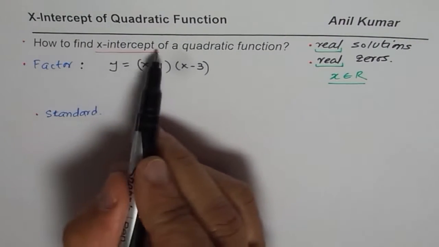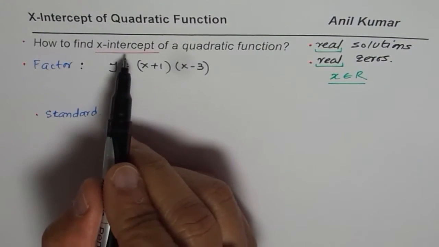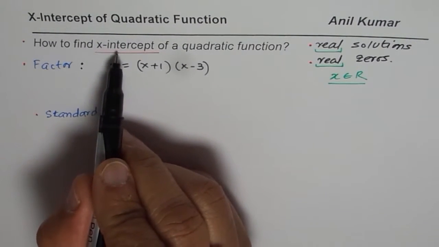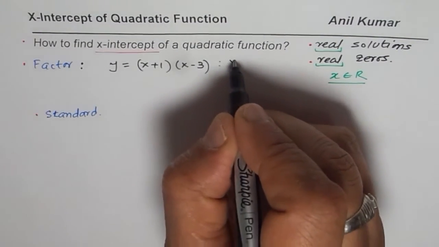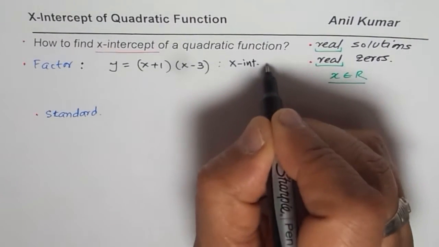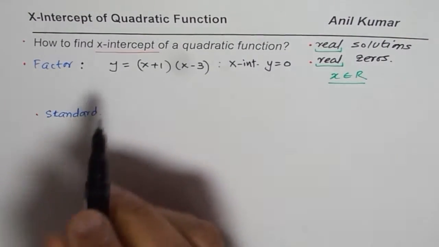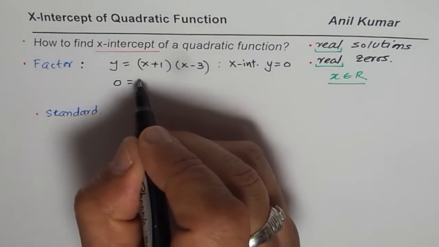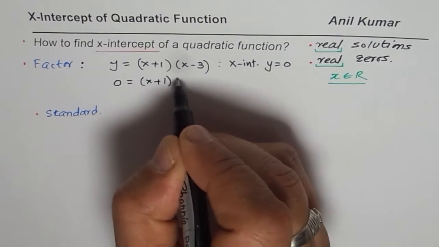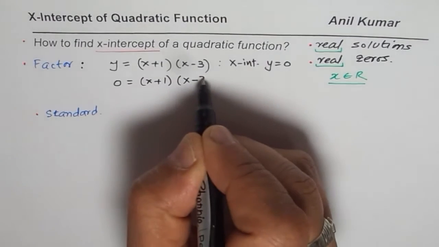Now finding x-intercept really means that wherever the graph crosses the x-axis, at that point we know at x-intercept y is equal to 0, right? So we should make y equal to 0. So I'll write 0 equals x plus 1 times x minus 3.